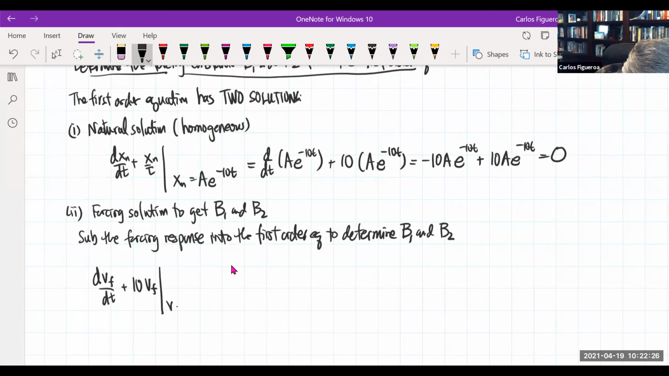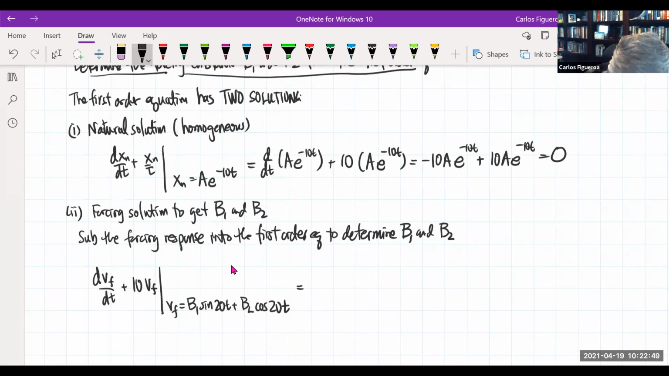Now I'm going to say that VF, of course, is B1 sine of 20t, plus B2 cosine of 20t. Wait, is it 10 or is it 20? I think it's 20, not 10. And then here we go, I'm going to substitute them in. So if I do that, what am I going to get?